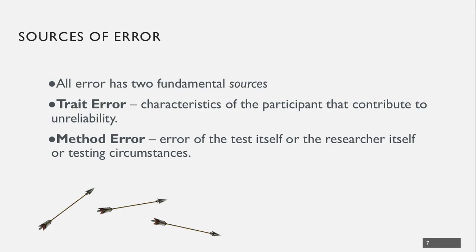And then there's method error, and that's error of the test itself, or the researcher, or the testing circumstances. Some examples of that would be, let's back up. If the participant came into some sort of facility to do the study, the researcher was there, but they brought their kid and their kid was crying the whole time during the survey. That could affect how the person answered in the survey. They would probably be distracted and not concentrating as much.